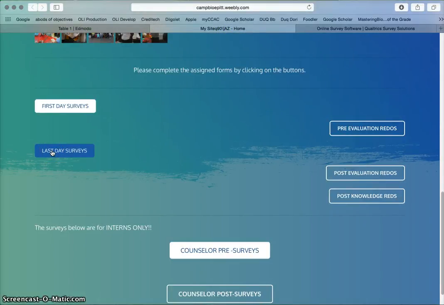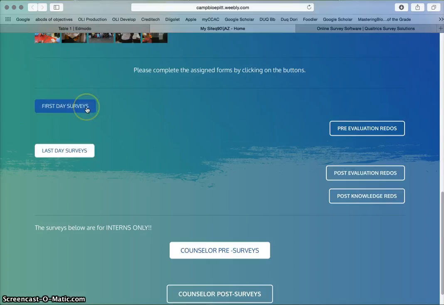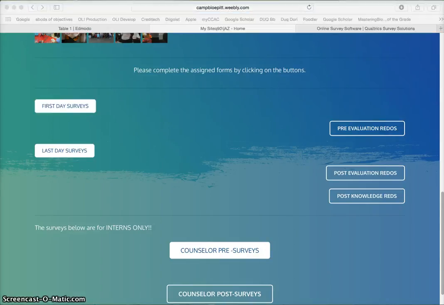Now, the one thing we did find out, some of the students got a little confused because of the way the actual surveys were designed. There were 2 surveys given on the first day and the last day back to back. On the first day, students received the pre-evaluation survey as well as a pre-knowledge survey, and then on the last day they also received a post-evaluation survey and a post-knowledge survey. And so these 2 going back to back got confusing for many of the students.